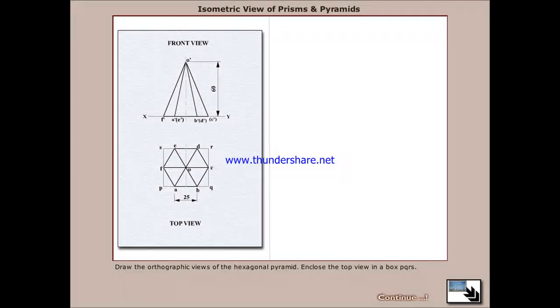Now let's draw the orthographic view of the hexagonal pyramid, enclosing the top view in box PQRS as shown in the figure, that is the front view and top view. Now let's draw a horizontal line nearby and mark point P on it. Now draw two inclined isometric axes at P as previously, that is 30 degrees towards X and towards X dash, like that from P.